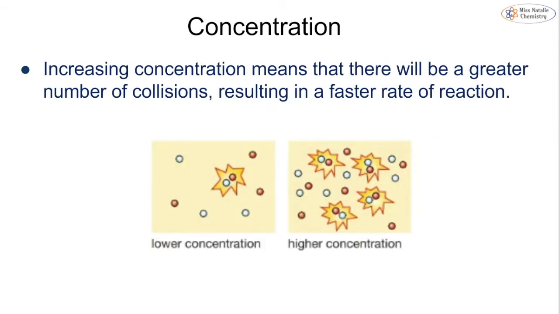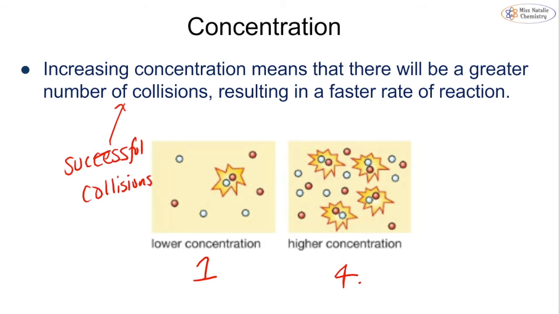So you can see that we see this diagram here. In this low concentration, we get 1 successful collision, and in the higher concentration, we get 4. So increasing the concentration means we have a greater number of successful collisions, therefore giving us a faster rate of reaction.